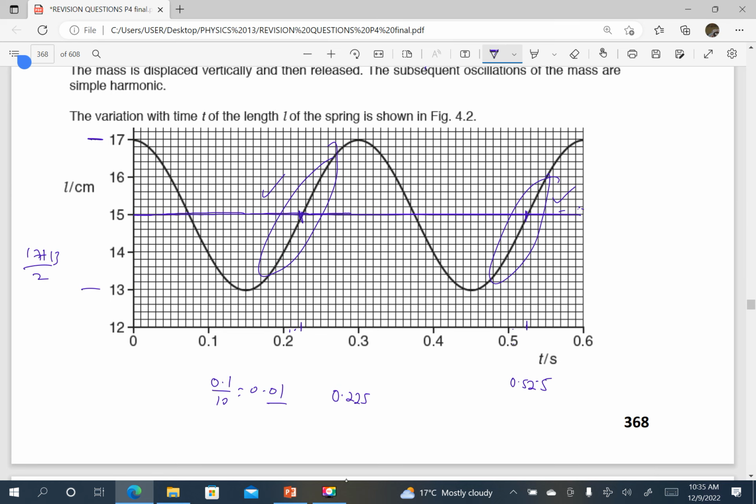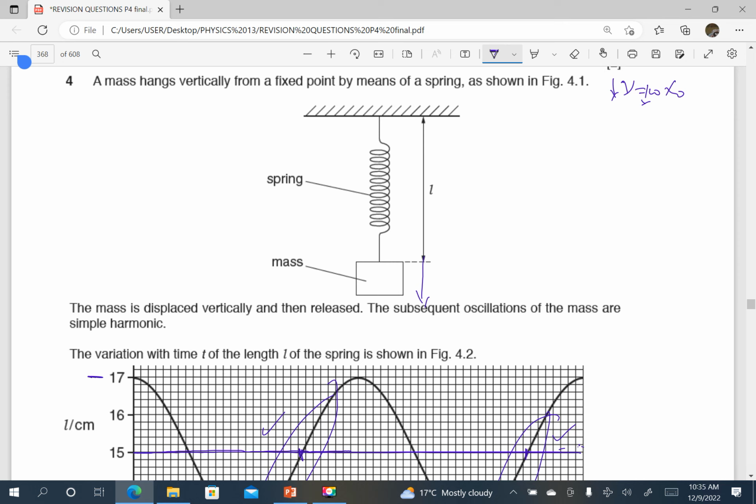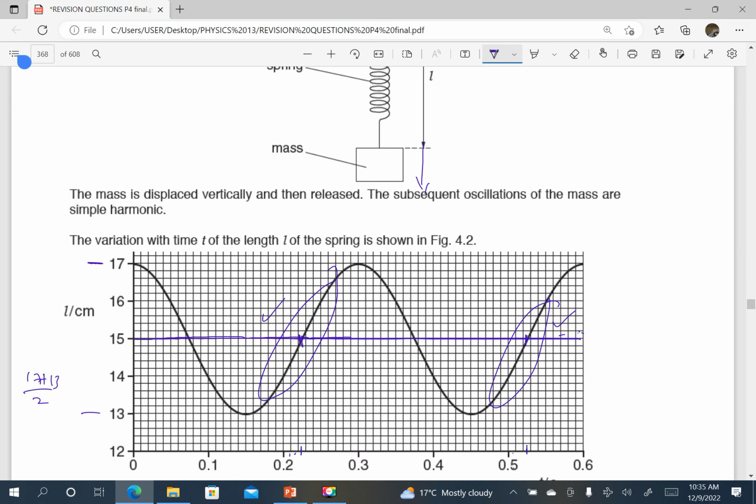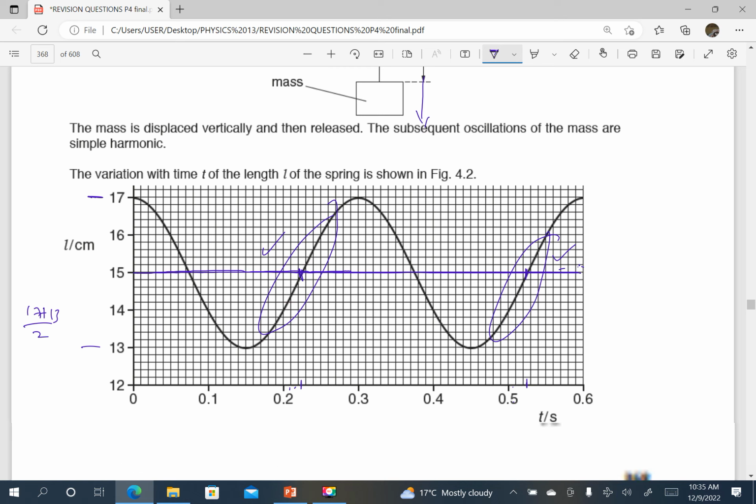That is the most technical question here. I have shown you the parts where the mass is moving downwards, because from the diagram, L increases when the mass is moving downwards. So when L is increasing, the mass is moving downwards. When L is decreasing, the mass is moving up, in the opposite direction.